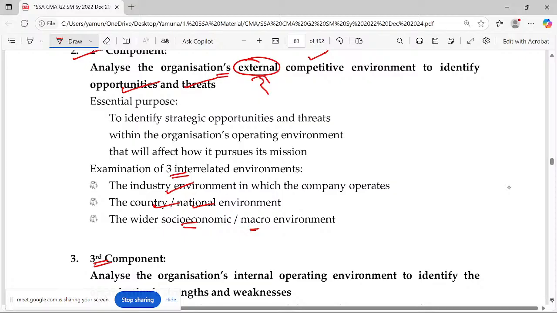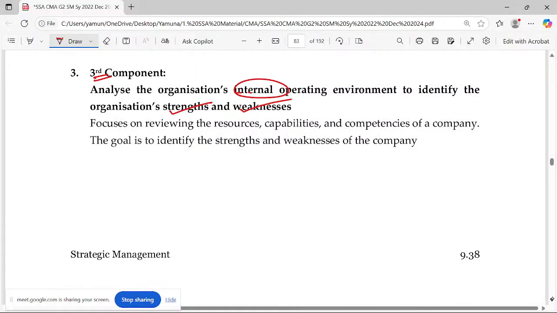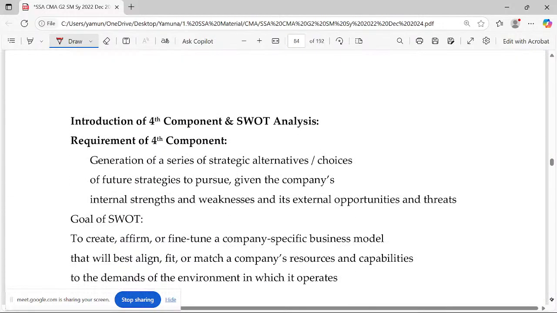And third, you go for analyzing the internal operating environment, which means you're going to identify the organization's strengths and weaknesses. So this is the third component.